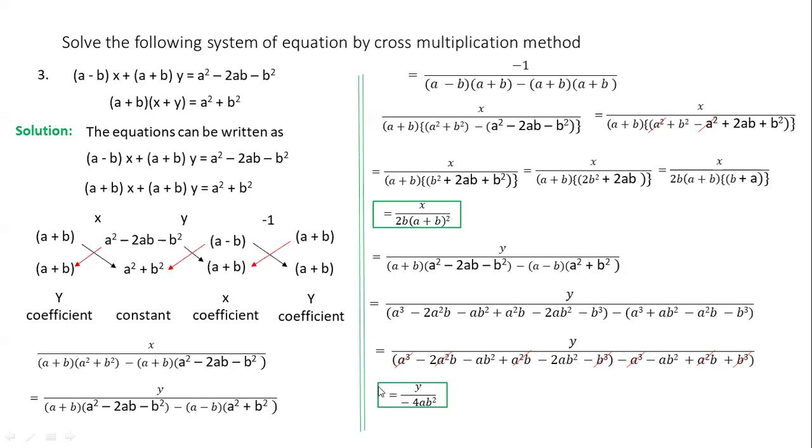Y upon this. Okay. Now we have to take the third factor, that is minus 1 upon. Now let us proceed further.